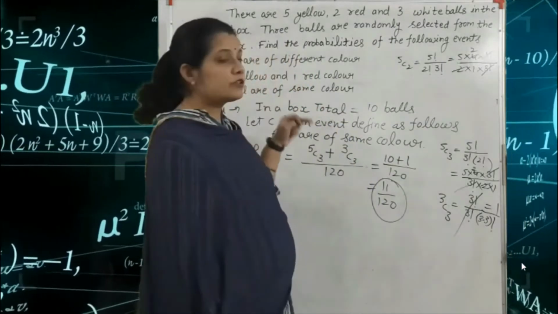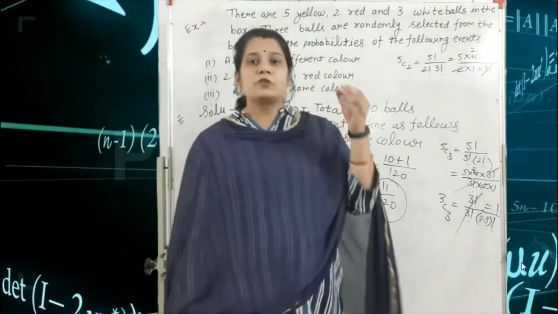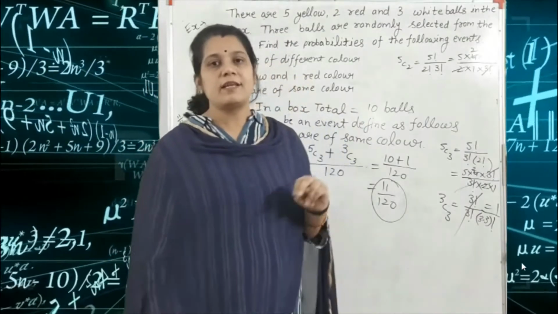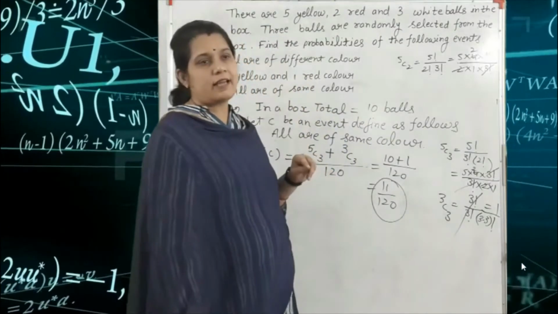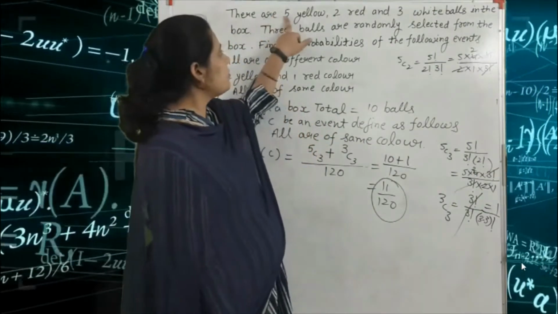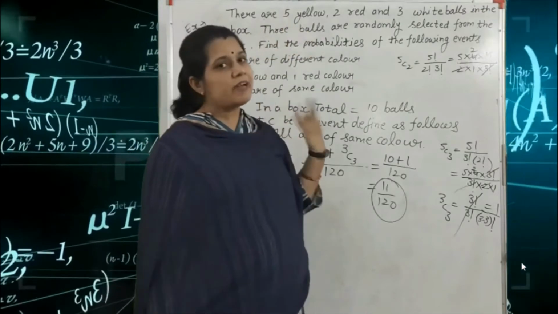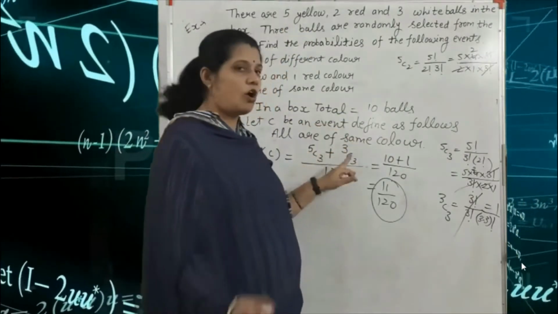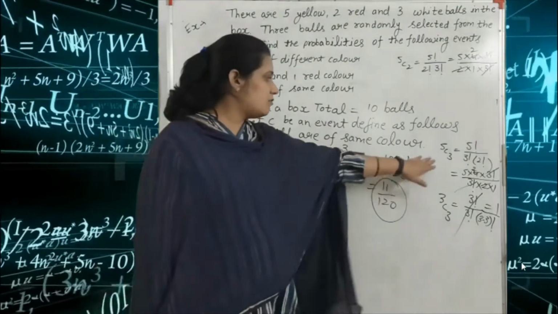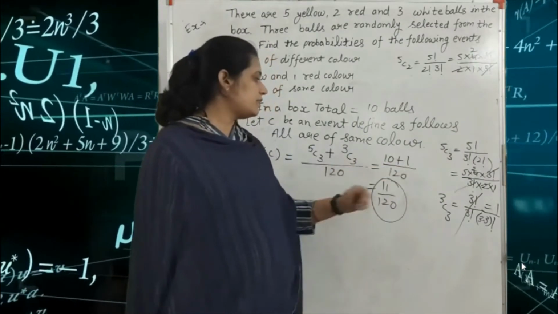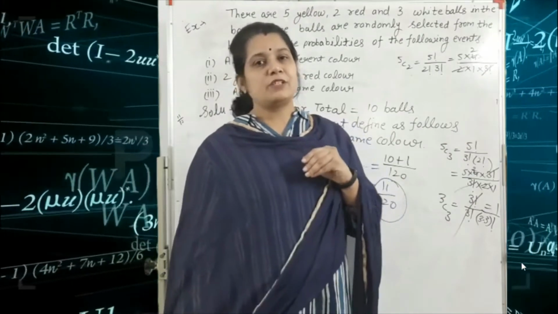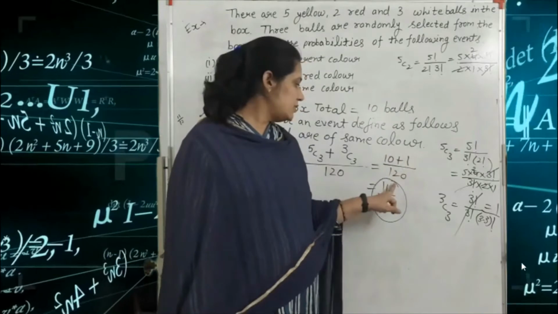Okay. Next one is 2 yellow and 1 red color. So again 2 yellow and 1 red. If we merge this 2 yellow and 1 red, we get 3 balls. So here again we use the multiplication sign. But in the third case, all are of the same color. So maybe 3 balls are yellow color or 3 balls are white color. So here either this or this. Okay. So here we use the plus sign. And 5C3 has value 10 and 3C3 is equal to 1. Okay. So here 10 plus 1 is equal to 11 by 120.